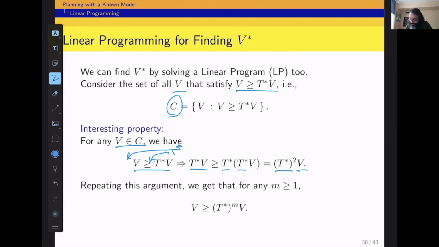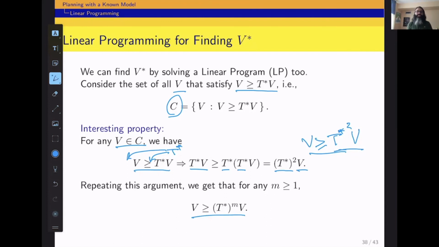So I showed that v is also greater or equal than this. So if we start from C, we have that. We also have this property too. And if we do it multiple times, for any m, we get that v is greater or equal to T star to the power of m of v. Okay, so this is interesting.